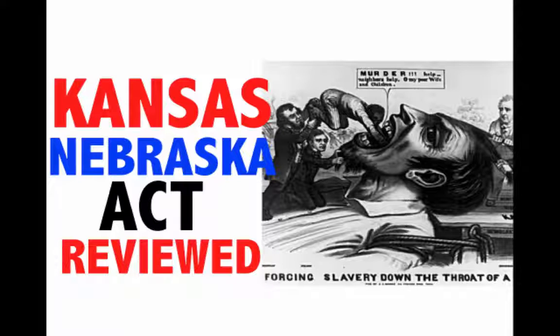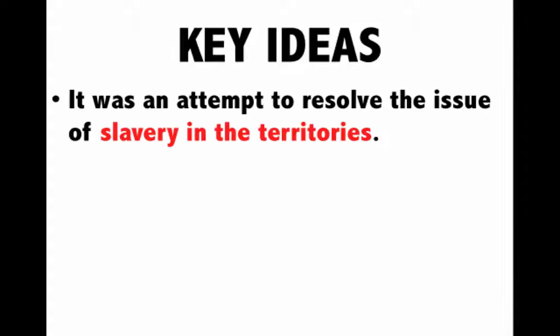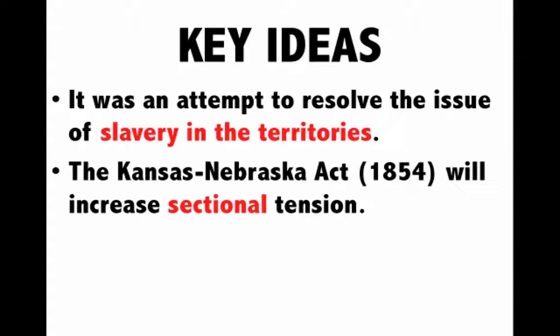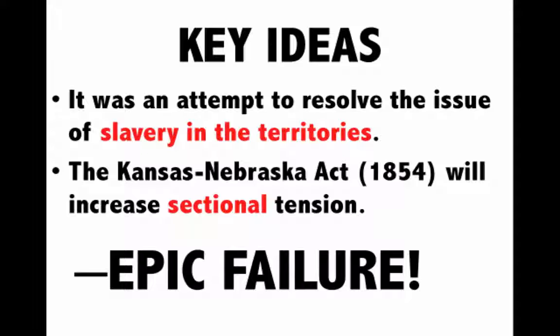Today we are going to take a look at the Kansas-Nebraska Act. Key ideas: 1. It was an attempt to resolve the issue of slavery in the territories. 2. The Kansas-Nebraska Act of 1854 will increase dramatically sectional tension. And then finally, it is going to be an epic failure. So what the heck is it?